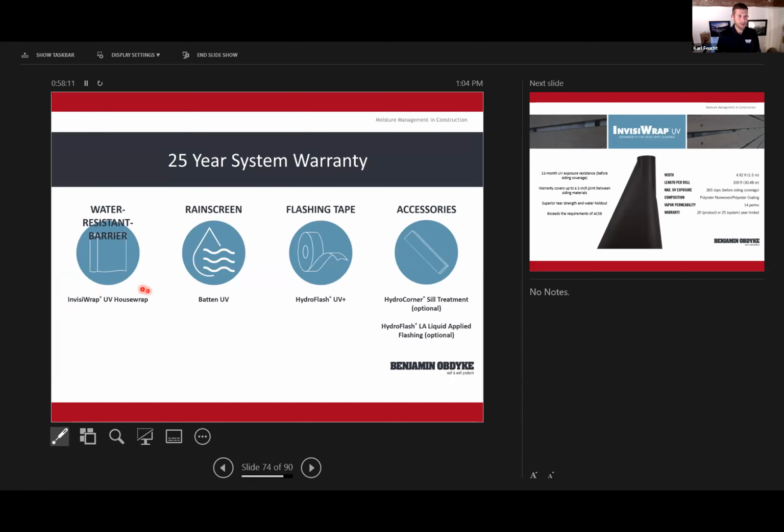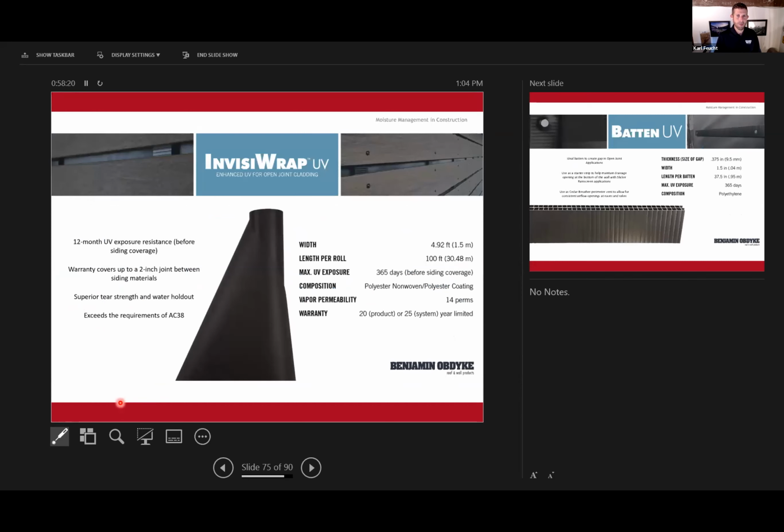We've got our InvisiWrap, we've got our Batten UV, and HydroFlash UV Plus, which we already talked about. And this entire system is UV stable. So 365-day UV exposure before the siding is on. And you can gap this by up to 2 inches. So the earlier question that came in about that head of wall detail made me think of this a little bit. When I first saw this as a siding option, I thought, that's crazy.